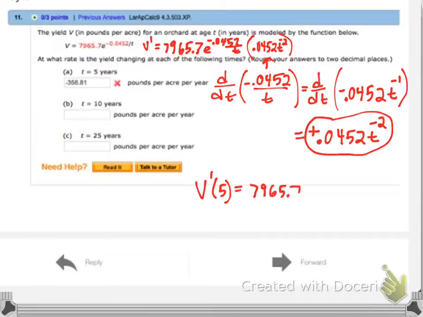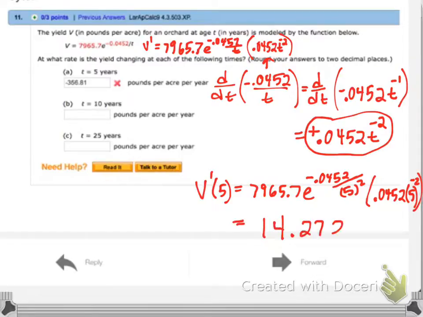And then now all we do is plug in 5, 10, and 25 respectively into that derivative. Oops, I have a little error in there. I have to go in there and fix that real fast. That's not squared. That's just over 5. But that's it. That's the function that you plug it into. And you get 14.2723, etc.